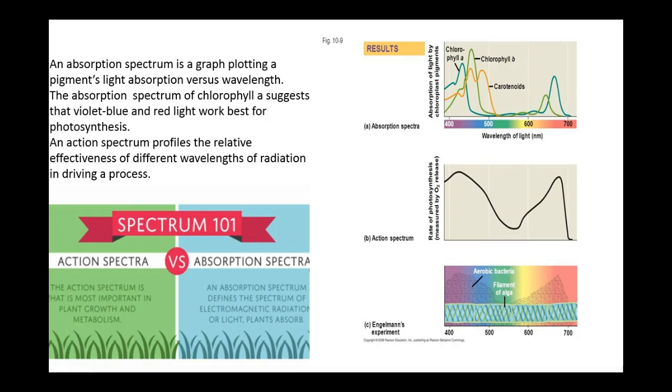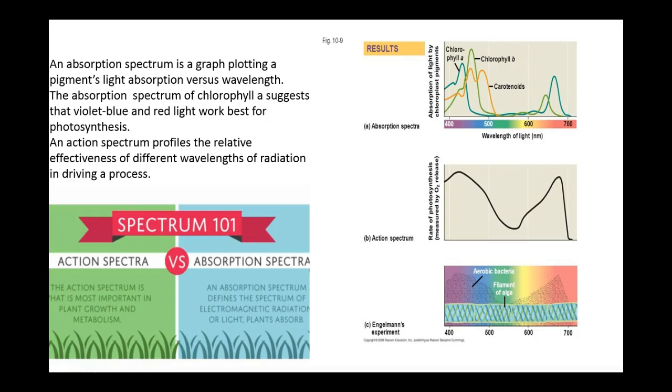The action spectrum is the effectiveness of different wavelengths of radiation that are driving a process. So both of them are important. The action spectrum is the spectrum most important for plant growth and metabolism, and the absorption spectrum is the spectrum of electromagnetic radiation that the light absorbs.